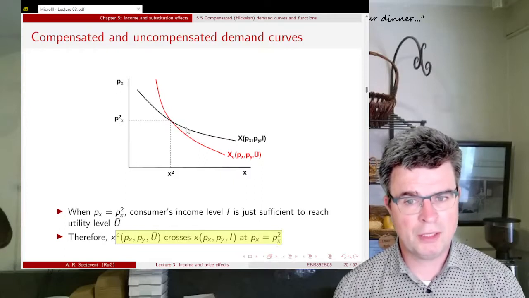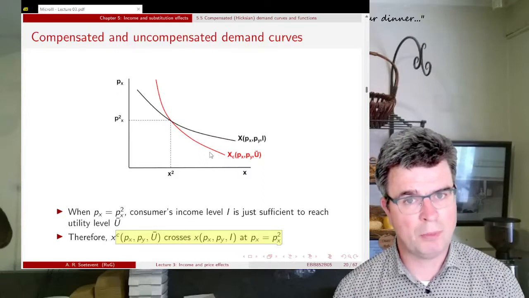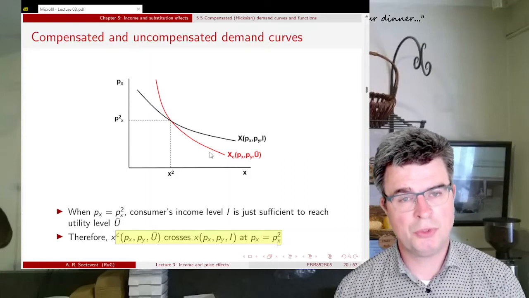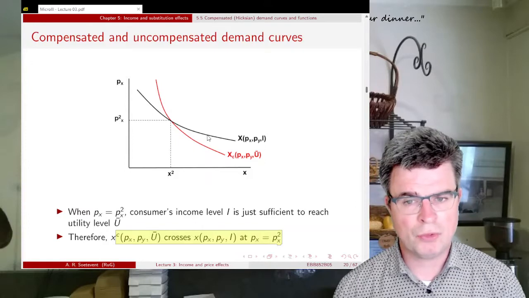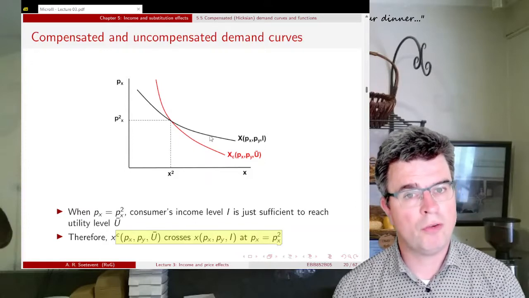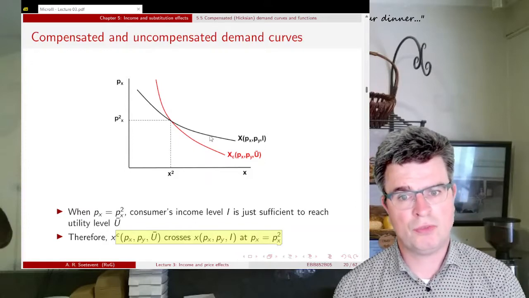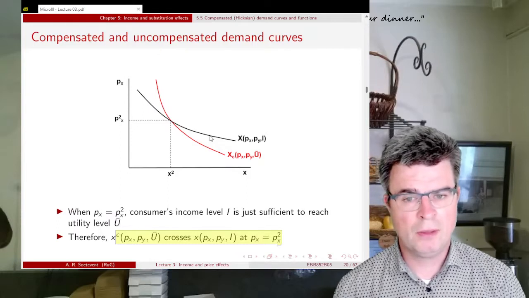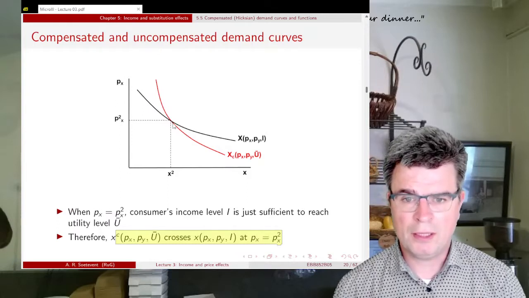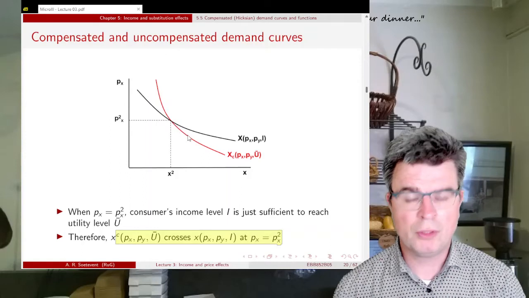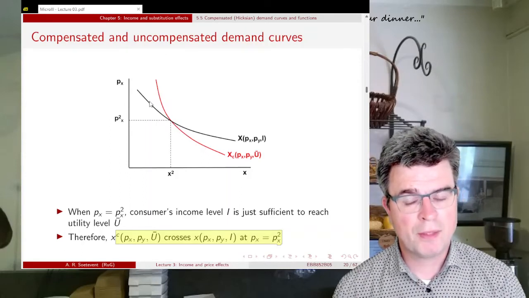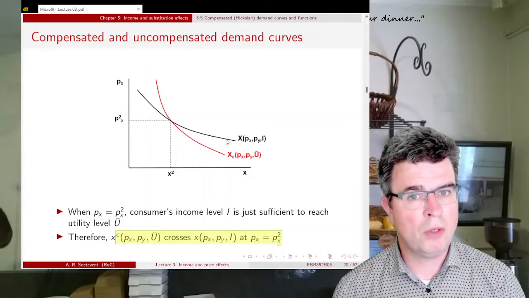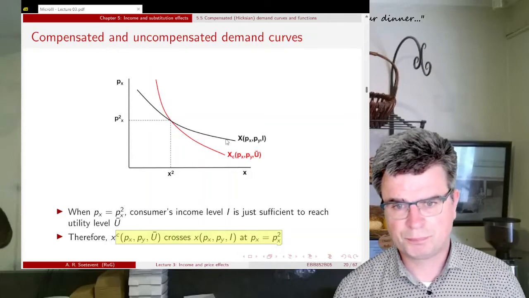And given that the Marshallian demand function gives you the sum of the positive substitution effect and the positive income effect, the Marshallian demand function will be to the right of the Hicksian demand function. And that makes clear that the compensated demand function will be steeper than the uncompensated demand function.